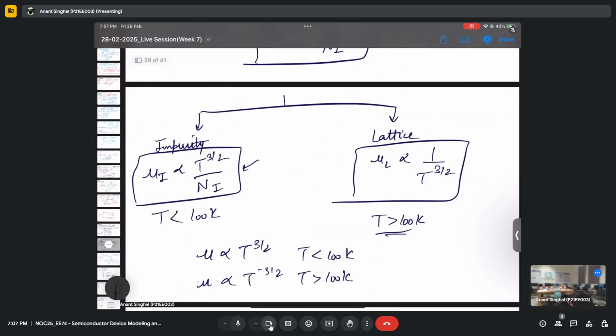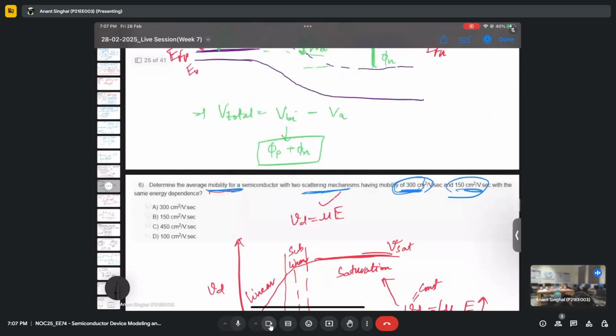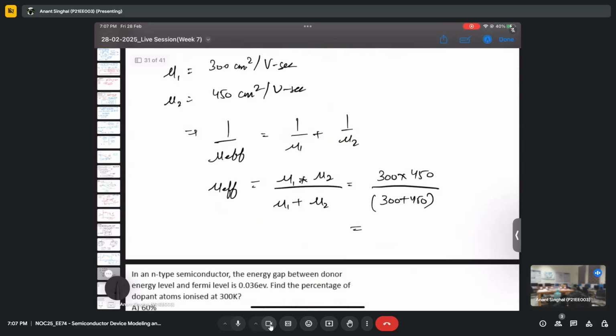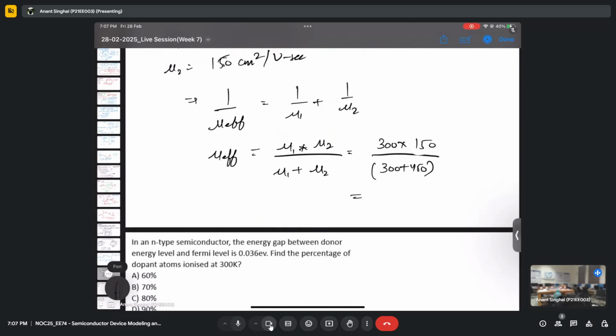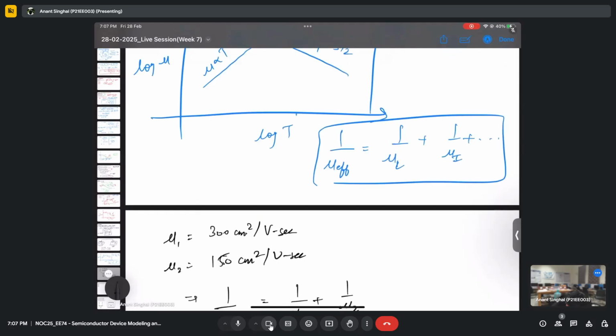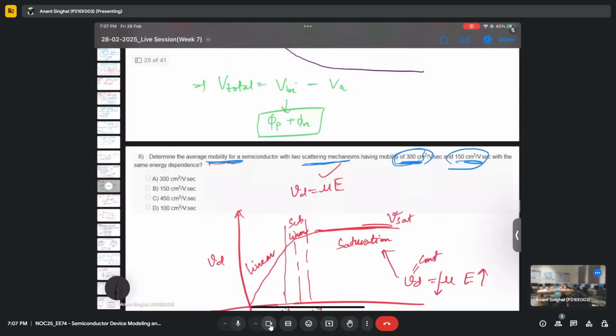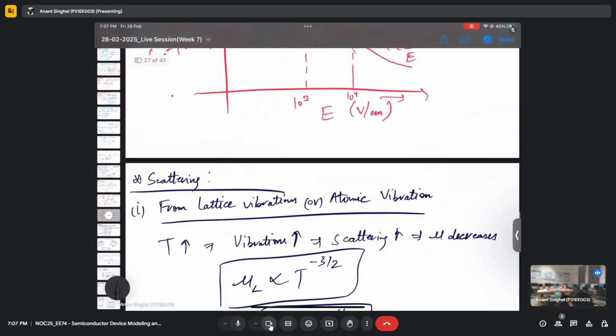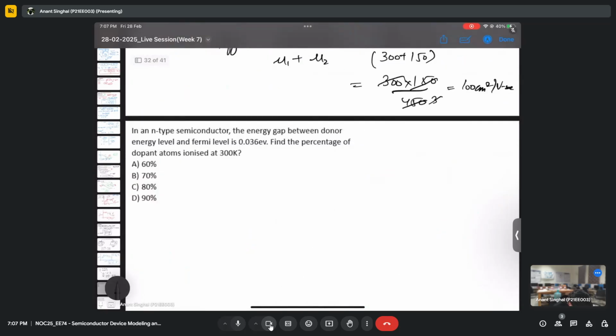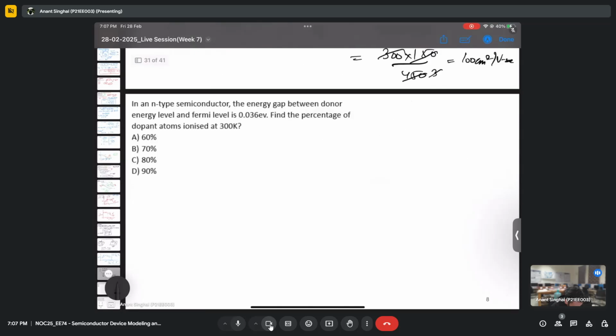Oh, this is the two value, right? 300 or 450. No, it is 150. Okay. So this is 300 times 150 divided by 300 plus 150. So it is 300 times 150 by 450, which is 100. So it will be 100 centimeter square per volt second, which is option D. I hope the scattering is clear.